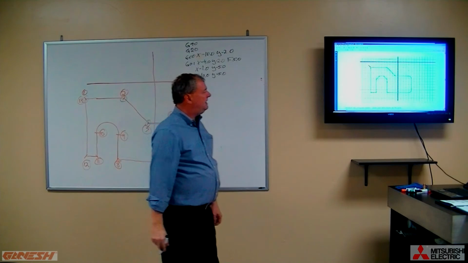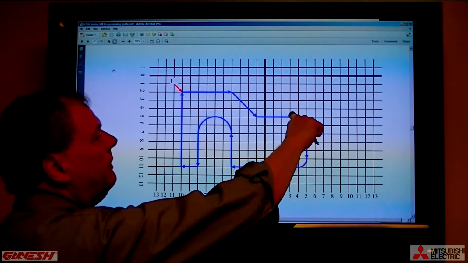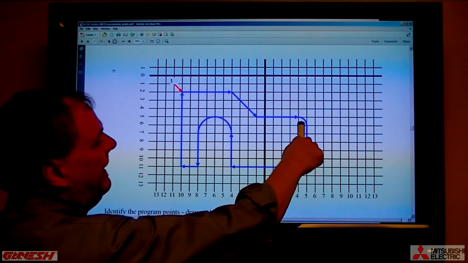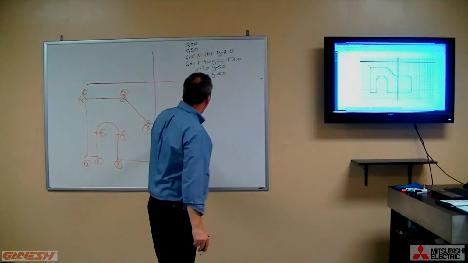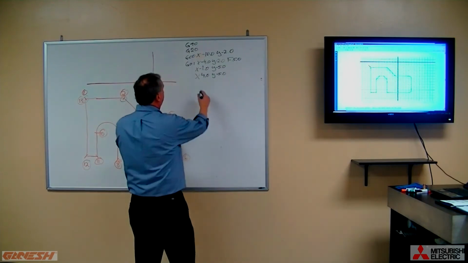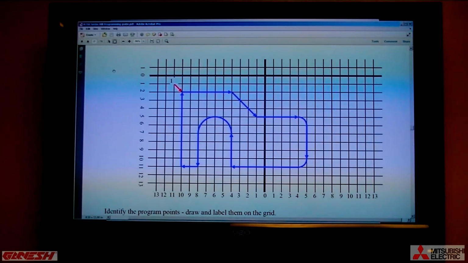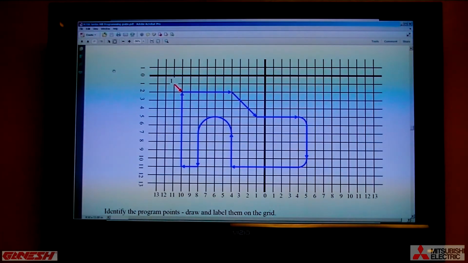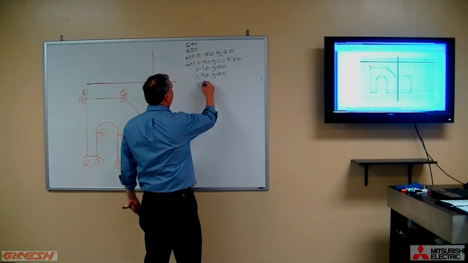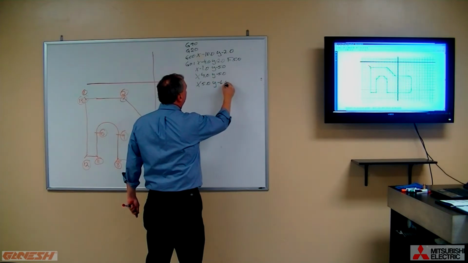Now we know we need to make a G01 move. Or I'm sorry, a G02, right? We want to go clockwise. And we want to end up right here at what will be point number 5. So let's record the X and Y coordinates of point number 5. So point number 5 is at X 5.0, Y minus 6.0.